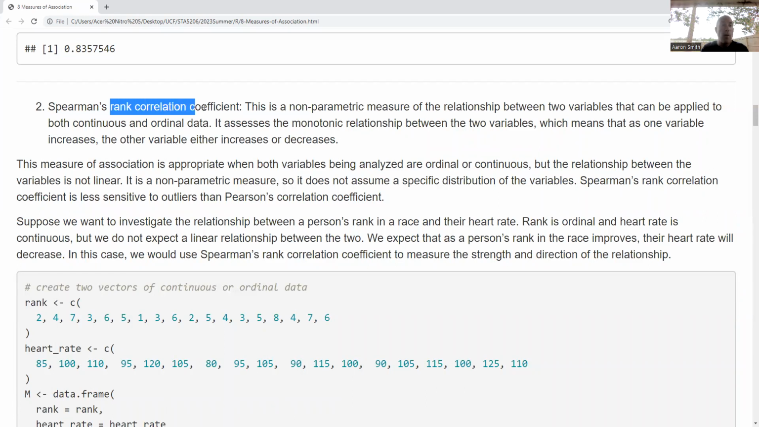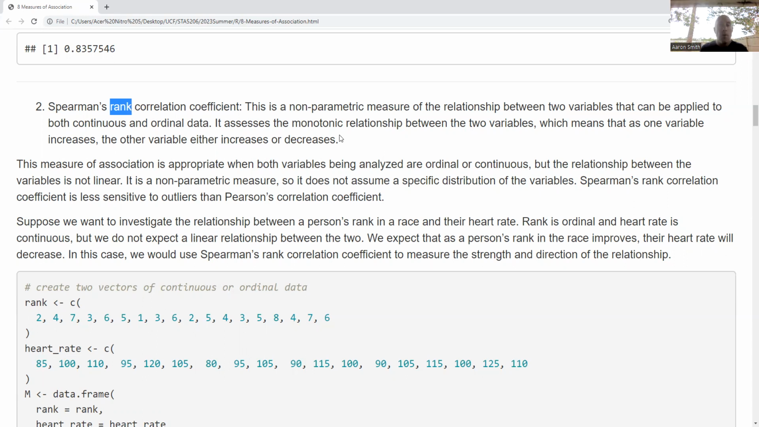Spearman's rank correlation coefficient, focused in on the word rank. Roughly speaking, not 100%, but roughly speaking, Spearman's rank correlation is where I convert my data to the rank, as in first for smallest, second for second smallest, third for third smallest, and so on. And then I run Pearson's correlation on the rank of my data. This is not exactly 100% correct, but it's a good way to think about it. The reason why what I just said is incorrect is because of ties.